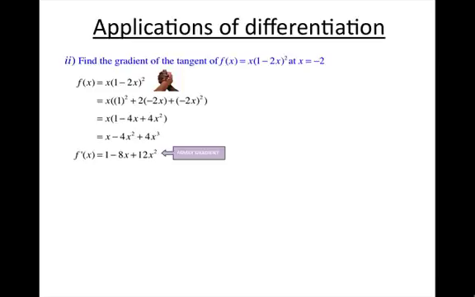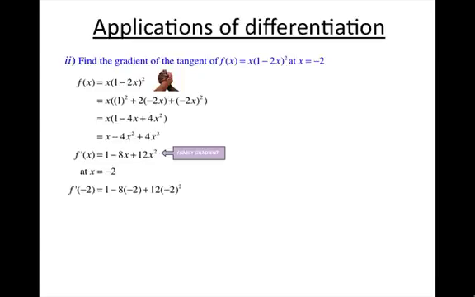That there is our family gradient. That applies to anywhere on the curve, not specific to a point. But they have asked us for a specific point. They said at x equals negative 2. So if we want to find out, let's sub at x equals negative 2. We'll sub it into there.